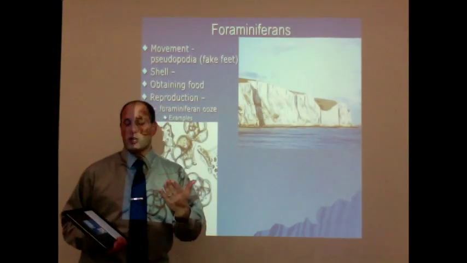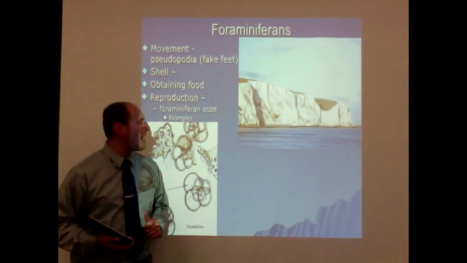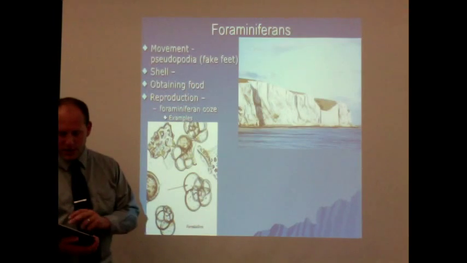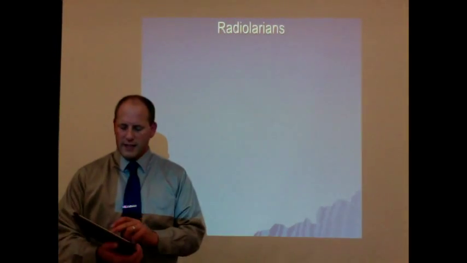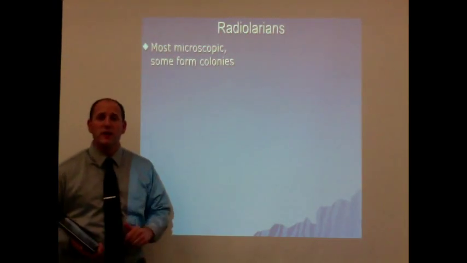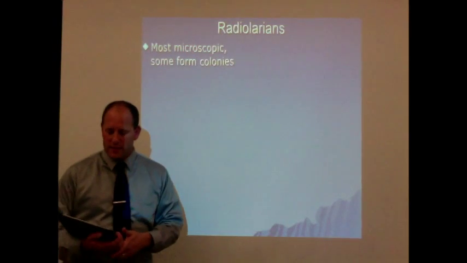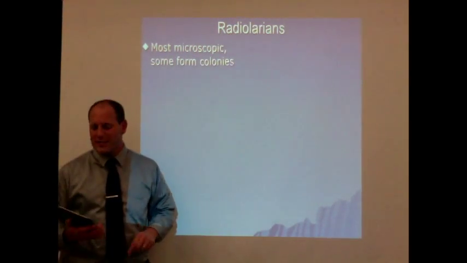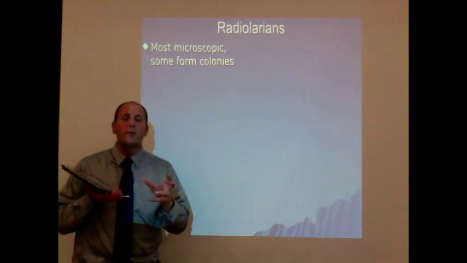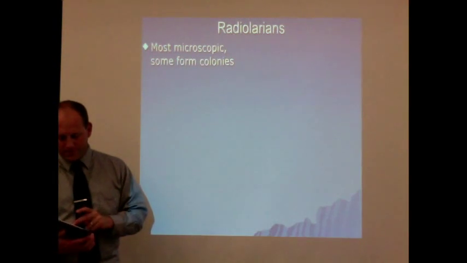Their bodies, their shells sank down to the ground, and now we have the remnants of them as this limestone. The second type are the radiolarians. The radiolarians are pretty much microscopic. They are a little bit bigger than the other organisms that we talked about. One of the unique things about the radiolarians is that some of them will actually group together and form colonies that will stay together, working together.